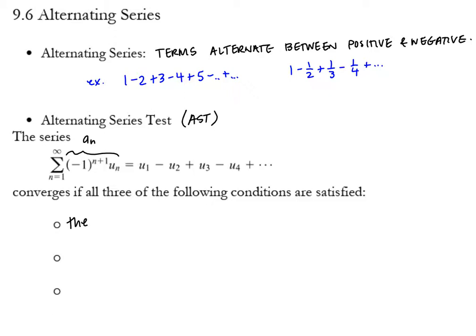And the criteria is, first, that the u_ns, the non-alternating part of the series, are all positive. So we want to show that u_n is greater than or equal to 0 for all n. Secondly, the u_ns need to eventually be non-increasing.